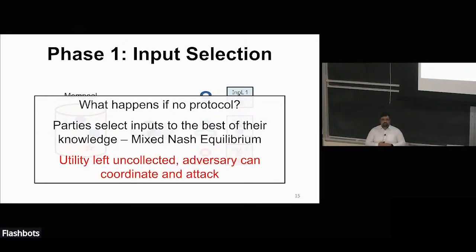However, this does leave utility that is uncollected. Basically, the adversary can come and tell the parties which transactions to include. Even if it is not trying to censor, it can increase the utility of each of these validators. More details on this can be found in the paper.